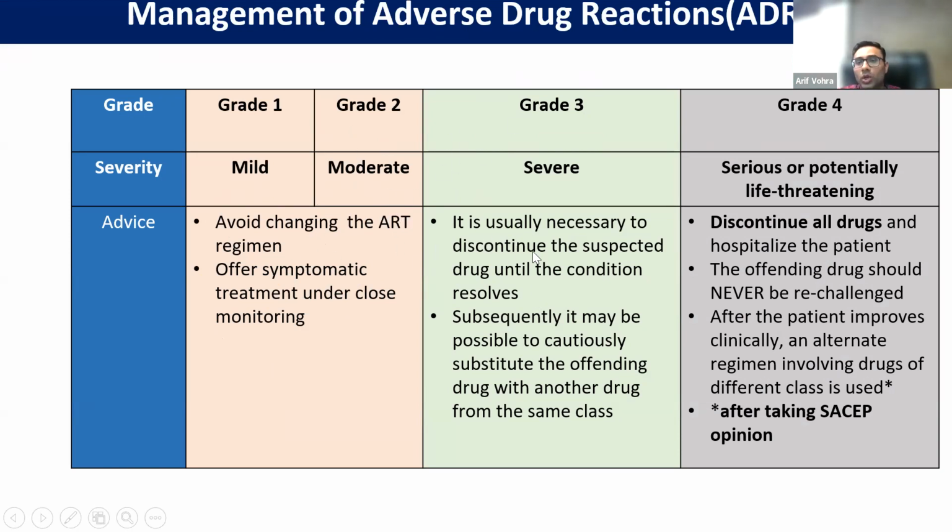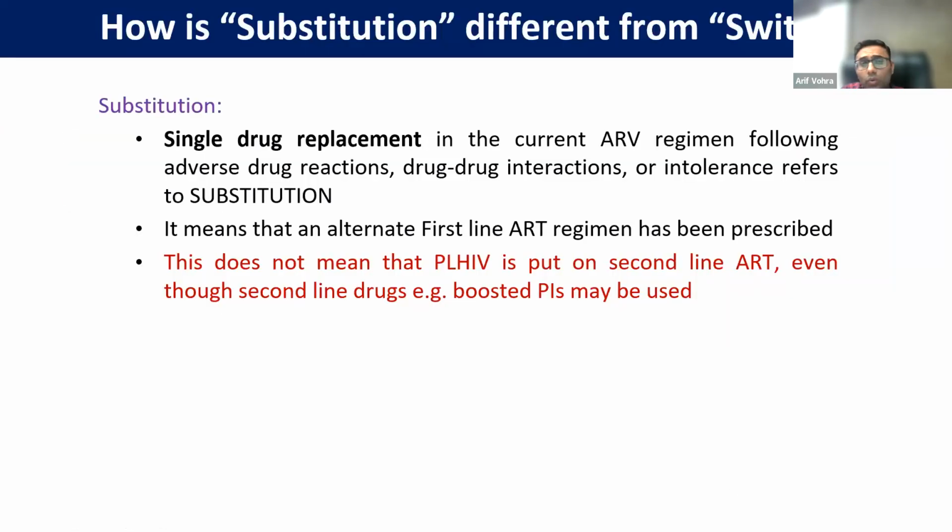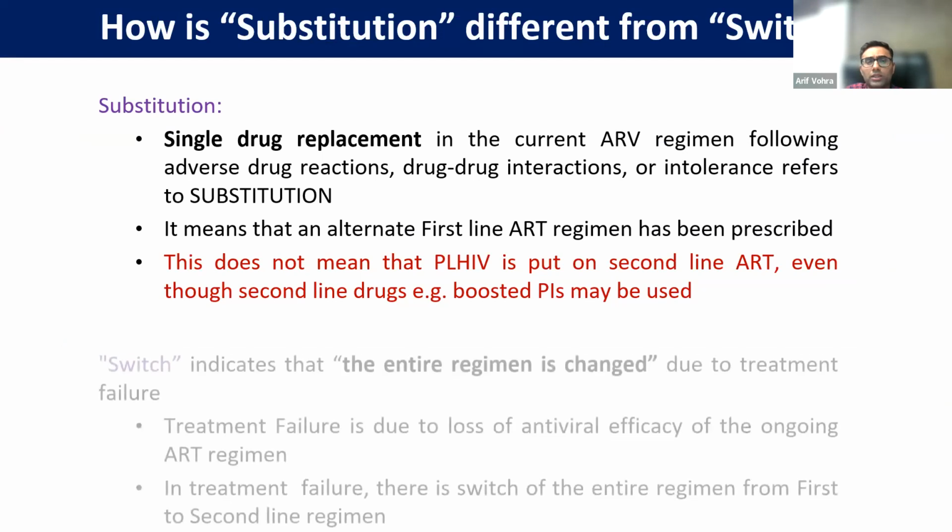In severe, what we do is discontinue the suspected drug until the condition is resolved. Subsequently, we can restart, but with another drug from the same class. In grade 4, discontinue all the drugs, hospitalize the child, never restart the drug, and change the regimen after consultation with the SACEP.